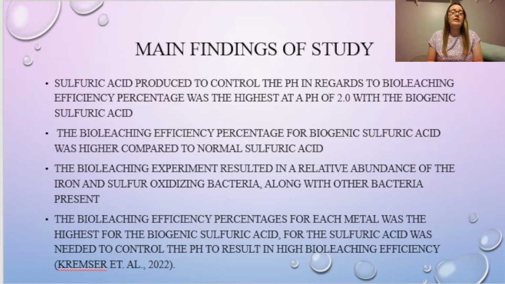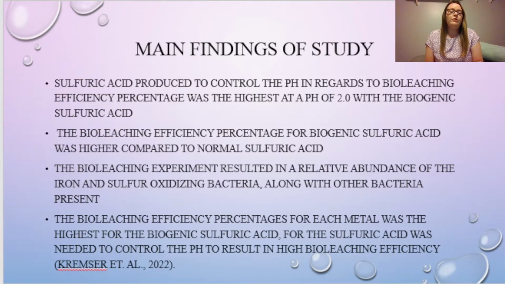Next, the bioleaching efficiency percentage for the biogenic sulfuric acid was higher compared to that normal original sulfuric acid. Next, the bioleaching experiment resulted in a relative abundance of both iron and sulfur oxidizing bacteria, along with other bacteria that was present as well. Again, that bacteria needed to grow specifically in those acidic conditions, and we were testing it.